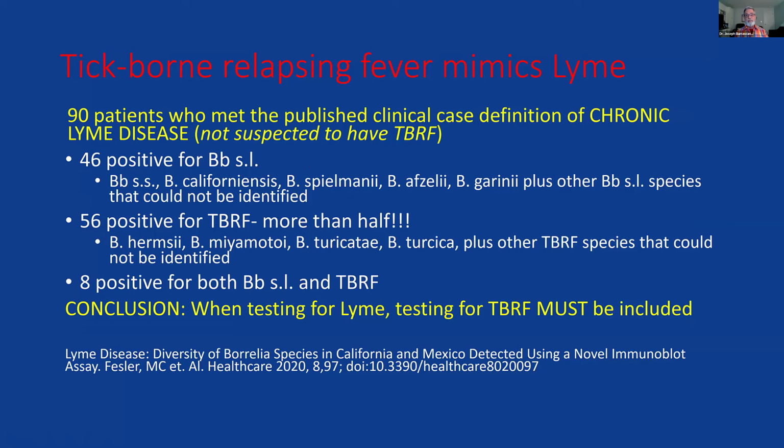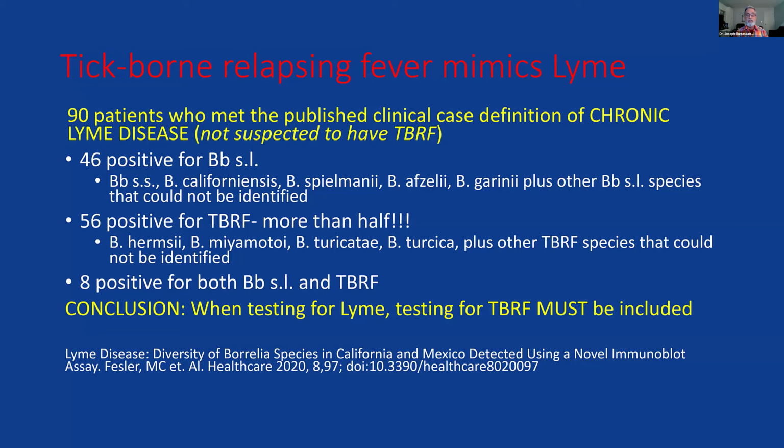46 had Borrelia burgdorferi sensu lato, the species are listed. 56 out of 90, more than half, had tick-borne relapsing fever and not Lyme Borrelia, and actually eight had both. So the very important conclusion from this, and what we see with study after study, is if you have somebody suspected of having Lyme disease and you're going to test them, make sure your testing includes tick-borne relapsing fever as well.